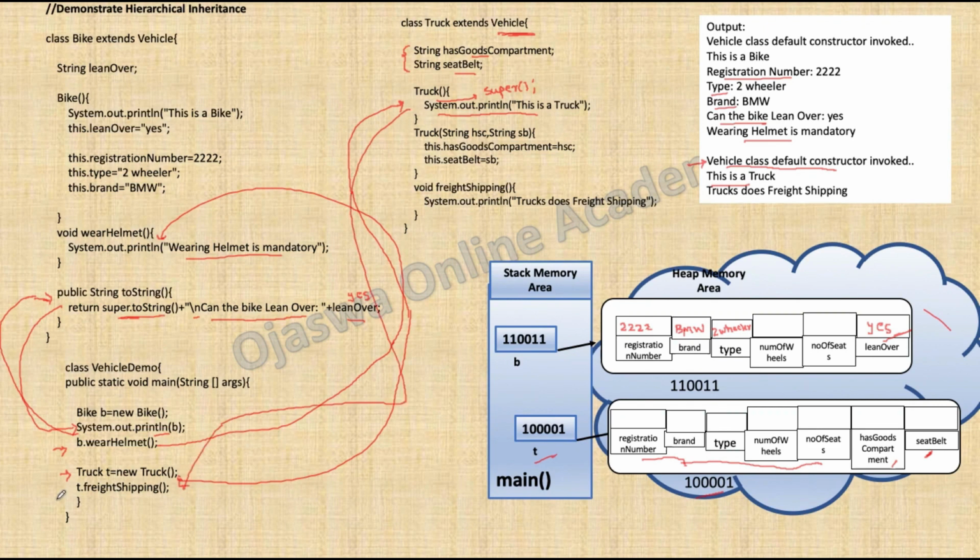Control goes back and the next statement t.freightShipping is executed. So control of the program goes to the method definition over here and the code inside freightShipping is executed. System.out.println "Truck does freight shipping". So this is printed to the console and the control comes back and the program terminates. So this is how inheritance works. We have seen single inheritance, multi-level inheritance and hierarchical inheritance. Constructor chaining happens when a call to the constructor is given. Every constructor gives a call to the superclass constructor.